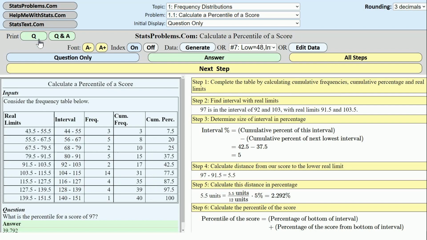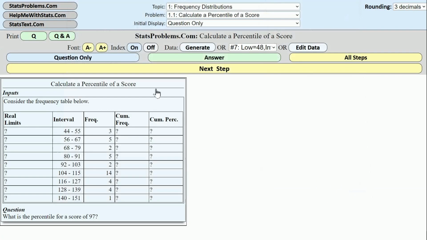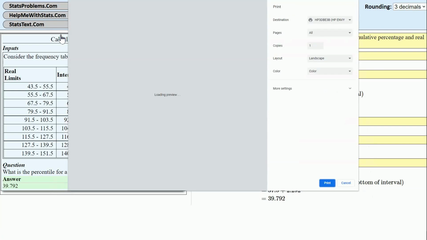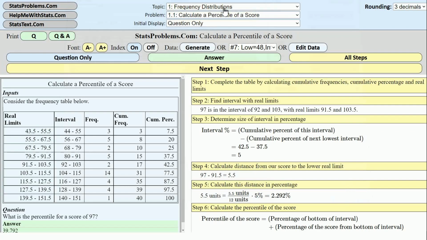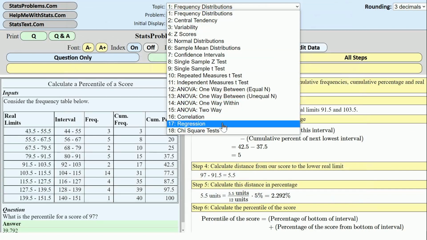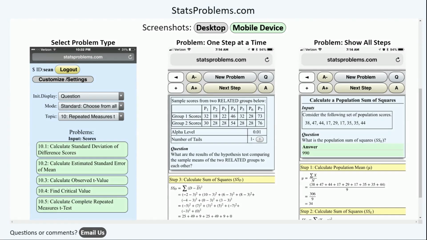For printed output, we can print the question, or we can print the question with the complete solution. The free website has statistical analyses in all of the most common areas in statistics. Statsproblems.com also has a mobile version so you can access the site from anywhere.